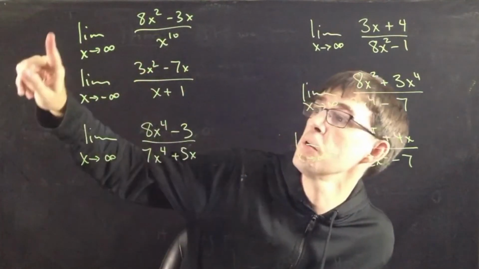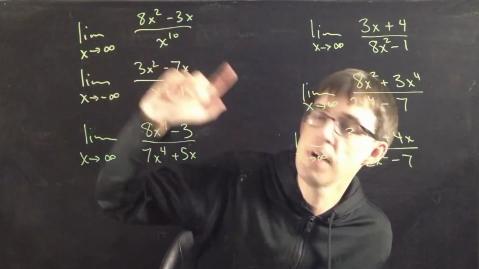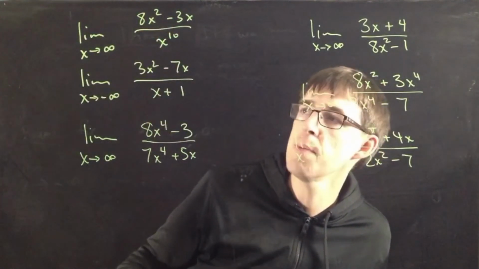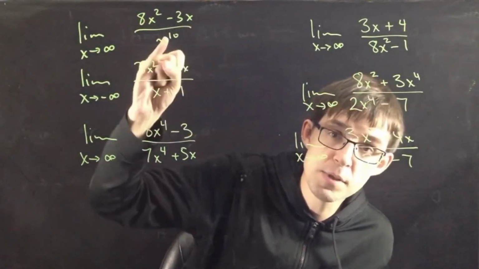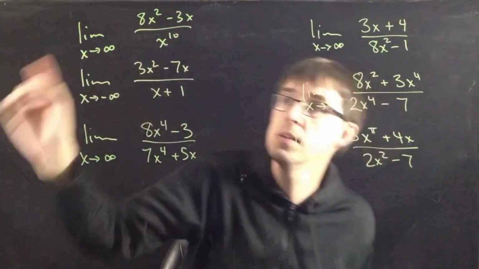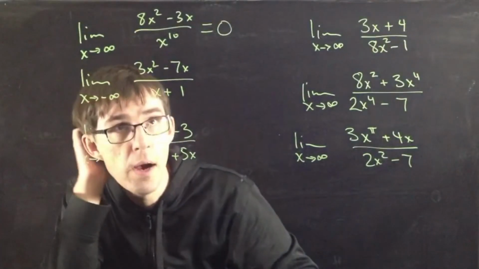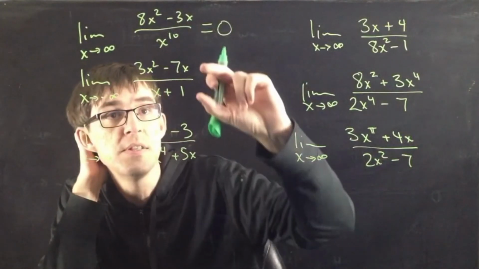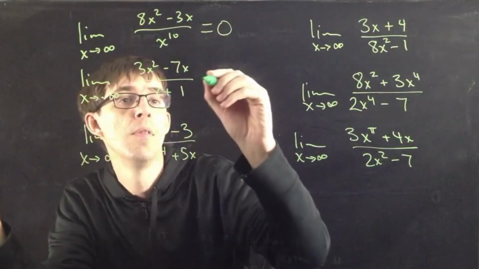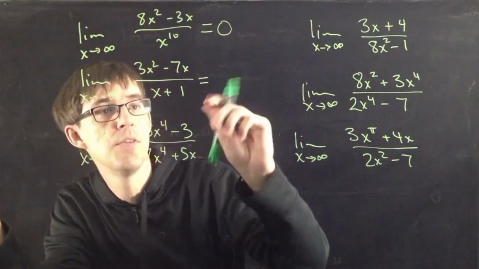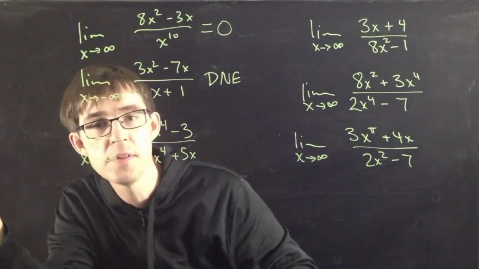So this one here, limit as x goes to infinity, 8x squared minus 3x over x to the 10. You look at the degrees on the top and the bottom. On the top is degree 2, on the bottom is degree 10. The degree on the bottom is bigger. Remembering your trick, that means the answer is 0. All right? How about this one here? Again, all you look at is the degrees. In this case, the degree on top is 2. The degree on bottom is 1. And so the degree on the top is bigger, and so this limit does not exist. All right? Because the degree on the top is bigger.